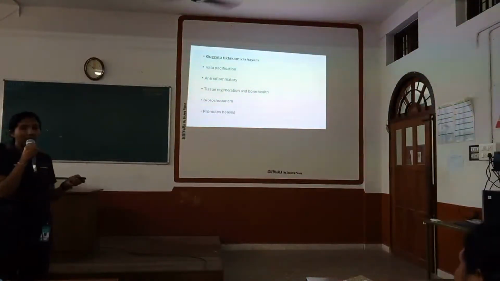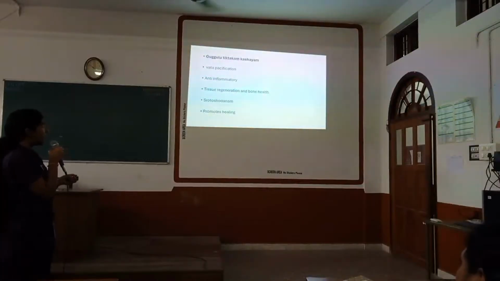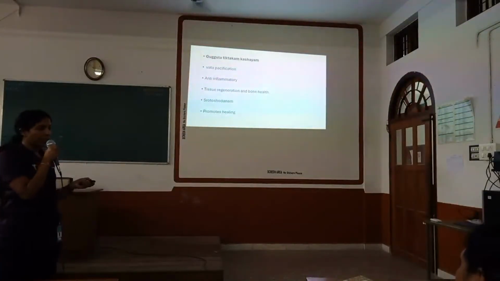Then the other internal medicine used was Guggulu Tiktaka Kashaya, as it is Vata pacifying, anti-inflammatory, promotes tissue regeneration and bone health, Srotoshodhana, and promotes healing.